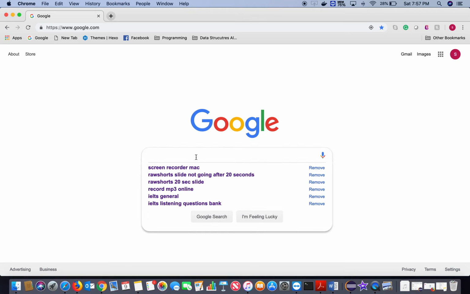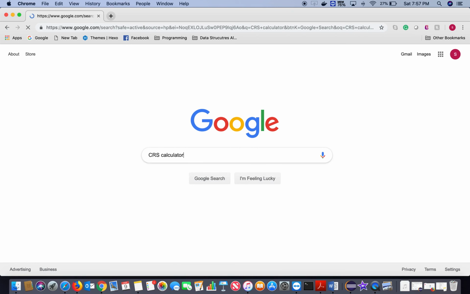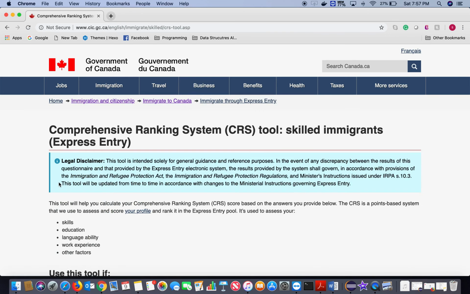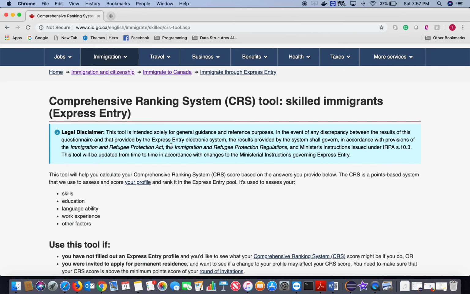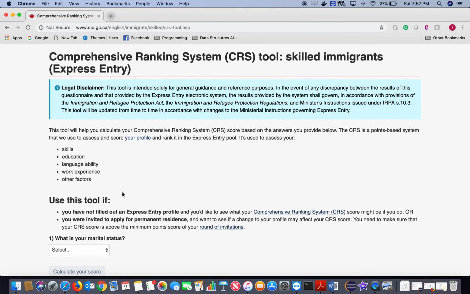Now, to go to the CRS site, you will first have to open Google and type CRS calculator, and you will see the first search result, which is the Comprehensive Ranking System CRS tool. You will be clicking on that link to navigate to that website. Now, this is for Canada immigration, so you can see this is for Canada, and this is the tool from which you can calculate your CRS score.